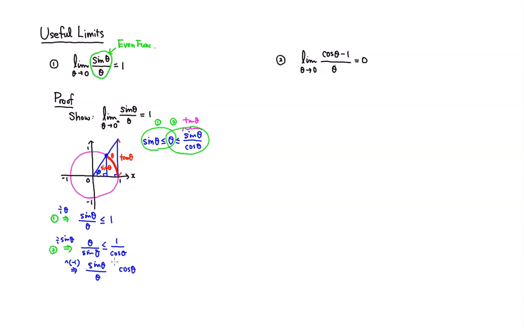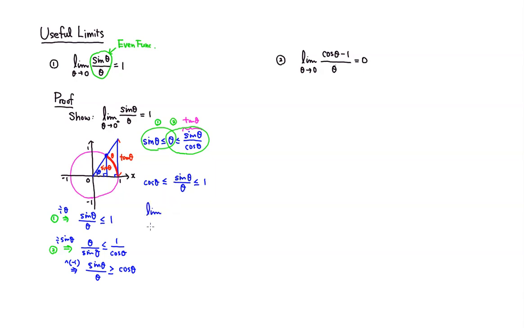Right? When you take the reciprocal of positive numbers, the order switches, so it's going to be greater than or equal to that. By combining these two inequalities, we get this. So sine of theta over theta is going to be less than or equal to 1, and also greater than cosine of theta.